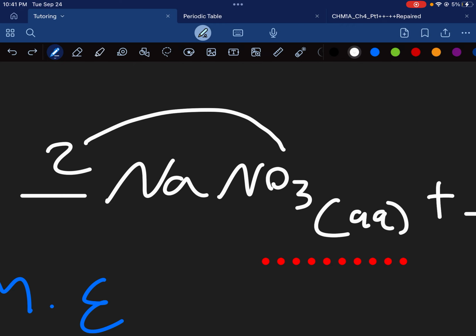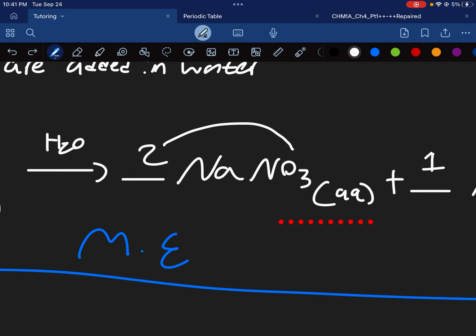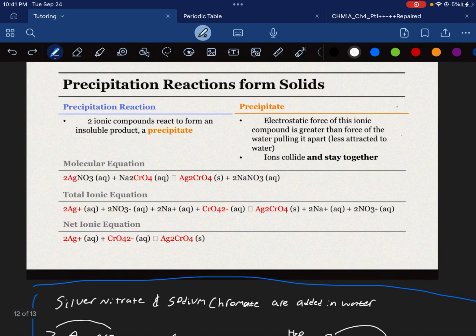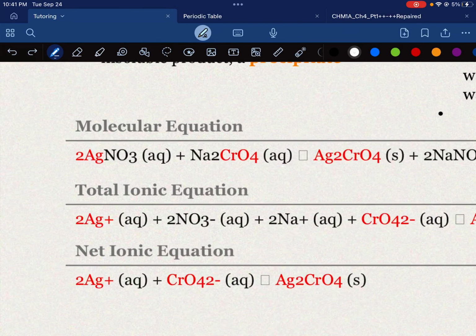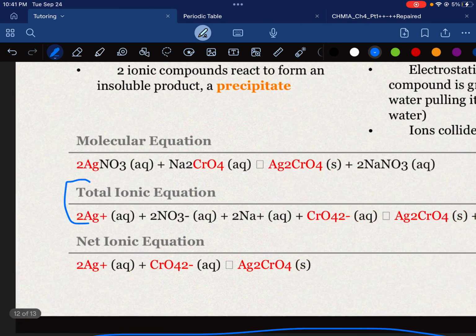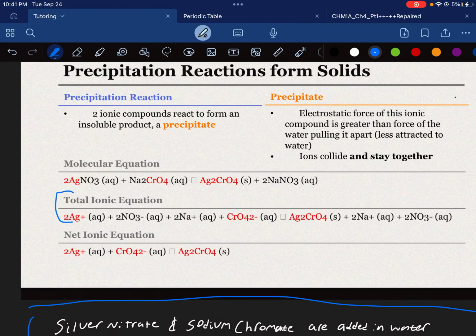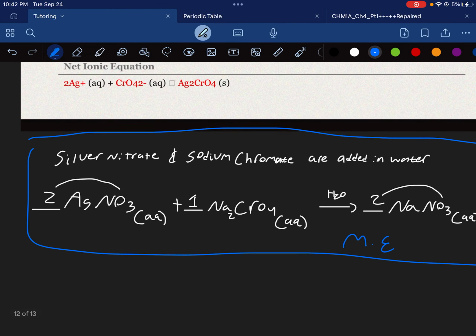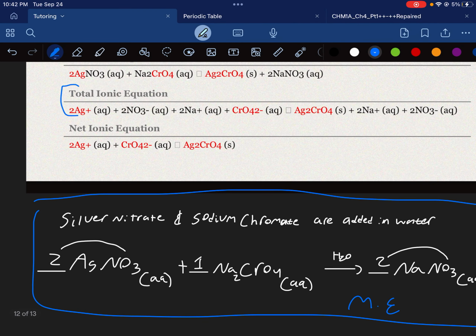So, what about the total ionic equation? It looks pretty janky. There's so much stuff going on, so much noise. I had to zoom out just to see the entire thing. It looks scary, but trust me, it's not. It's really simple. This is the easiest one, in my opinion. It's called the total ionic equation because the name speaks for itself. It's the total ions in the equation. You're just looking for the total ions.